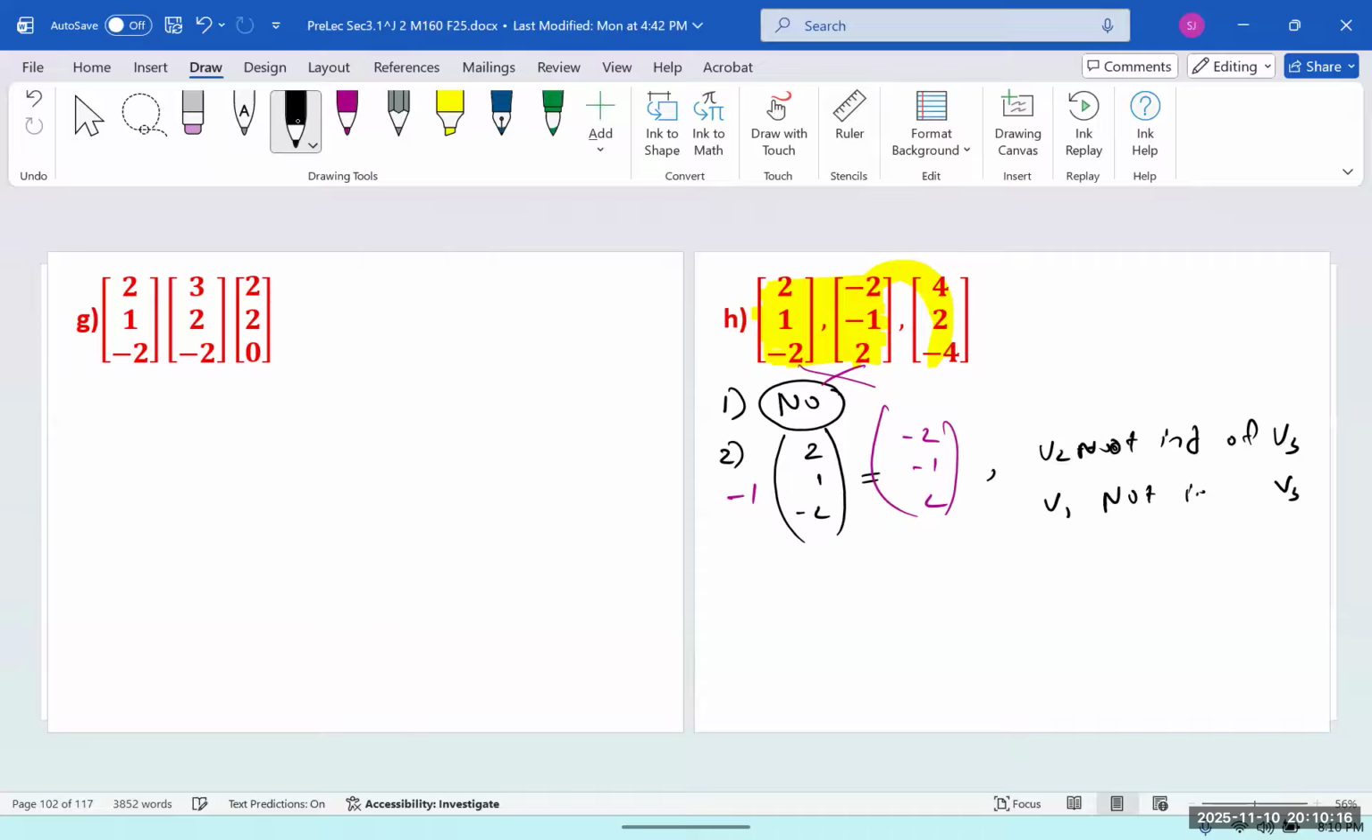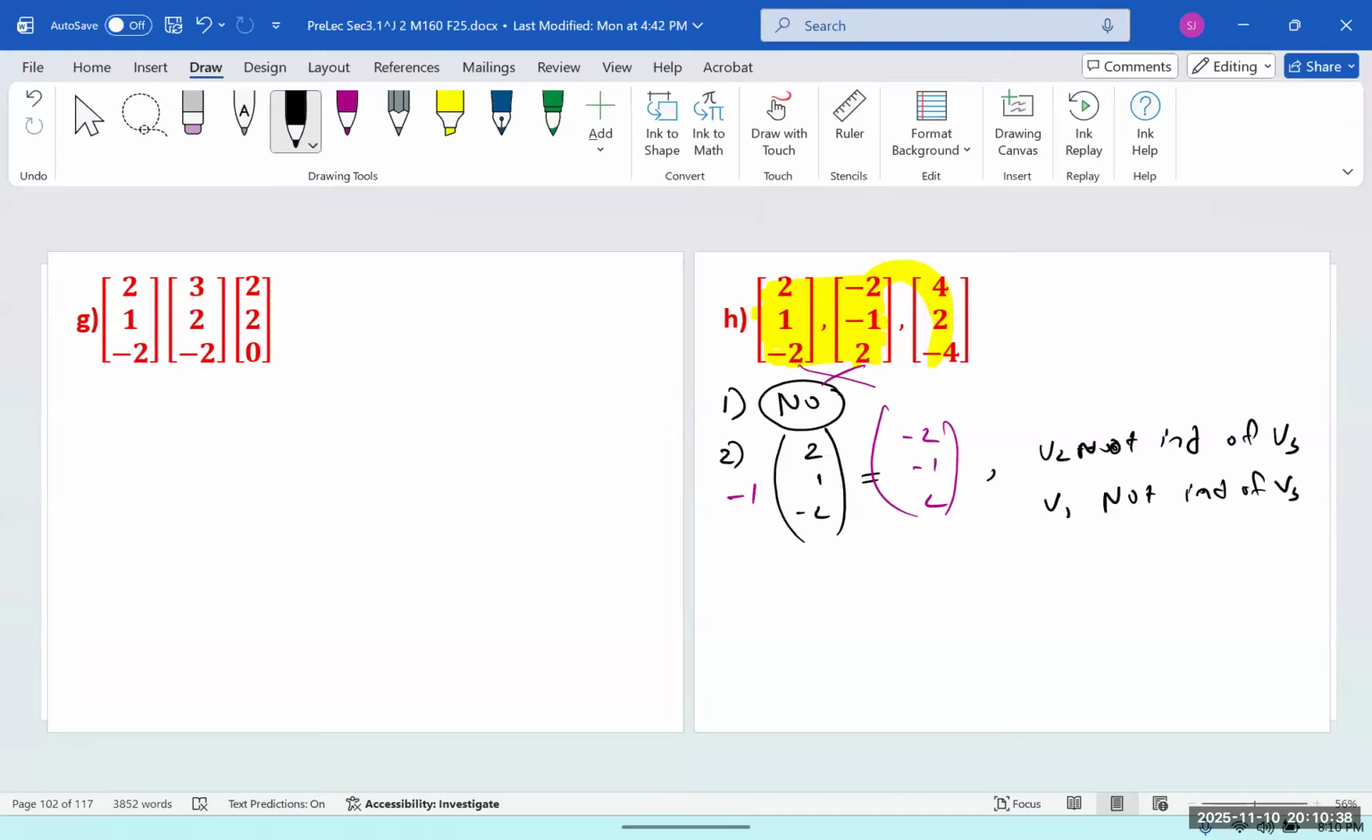V2 is not independent of V3. So how many independent vectors do you have? Three or zero? It can never be zero. One vector is the main one, and the other two are thus multiples of that one.